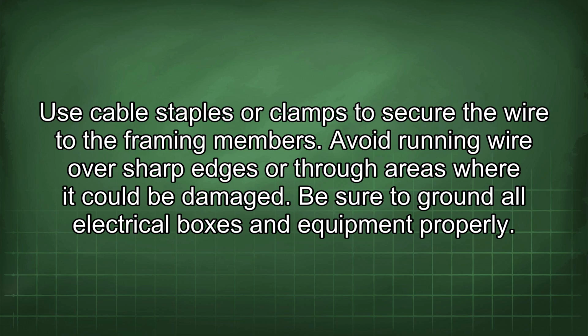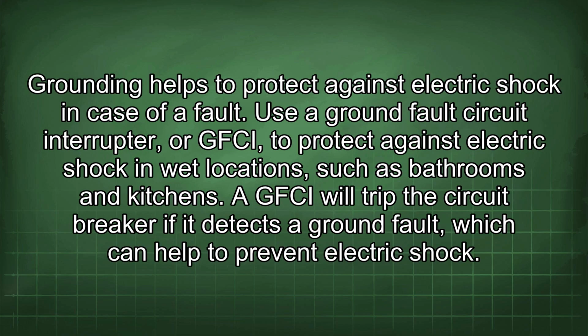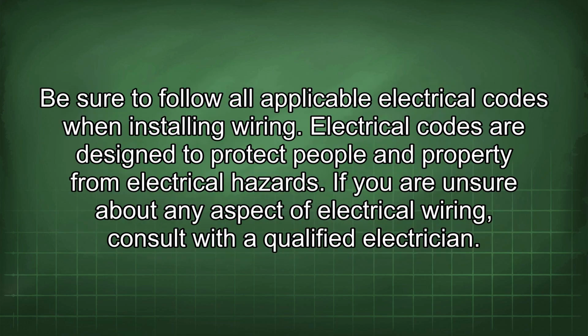Be sure to ground all electrical boxes and equipment properly. Grounding helps to protect against electric shock in case of a fault. Use a ground fault circuit interrupter, or GFCI, to protect against electric shock in wet locations, such as bathrooms and kitchens. A GFCI will trip the circuit breaker if it detects a ground fault, which can help to prevent electric shock. Be sure to follow all applicable electrical codes when installing wiring.